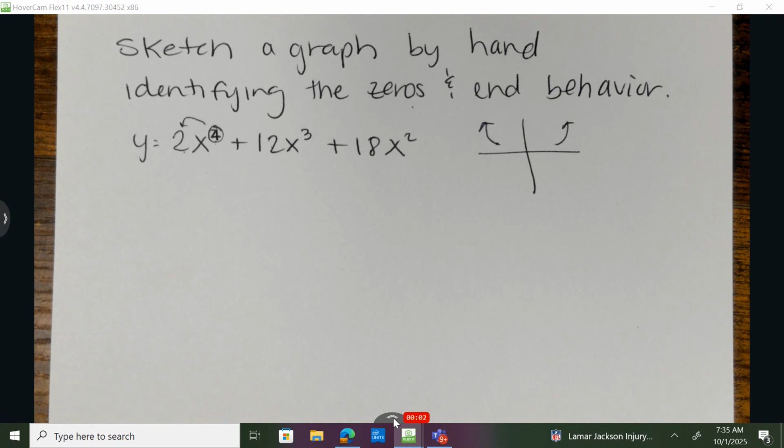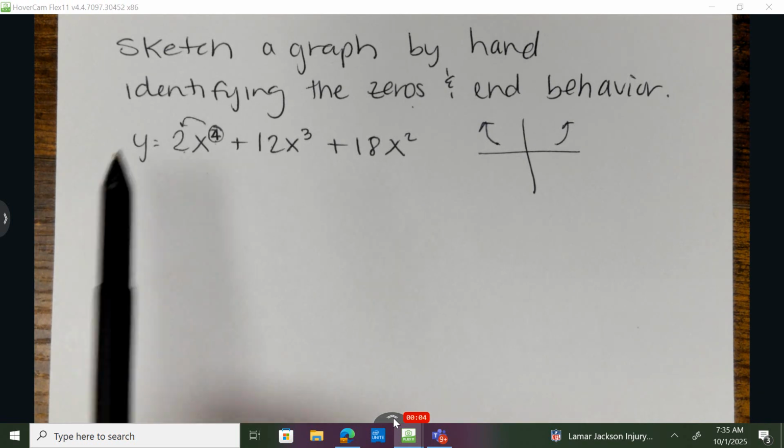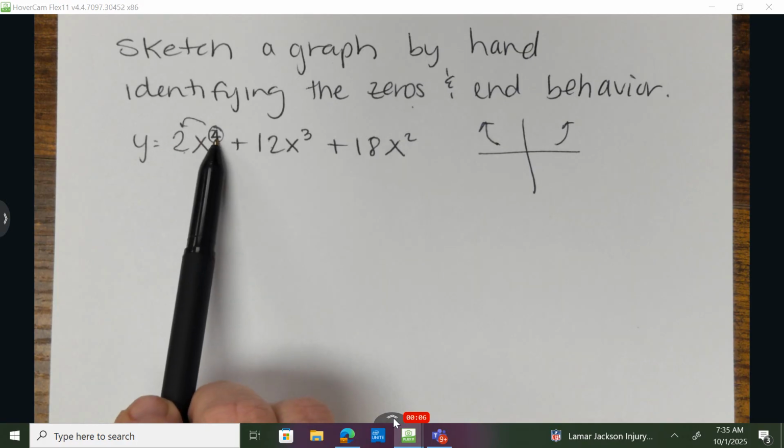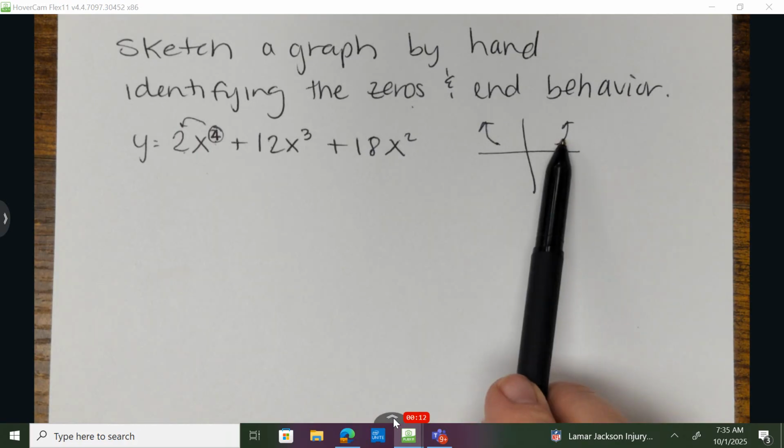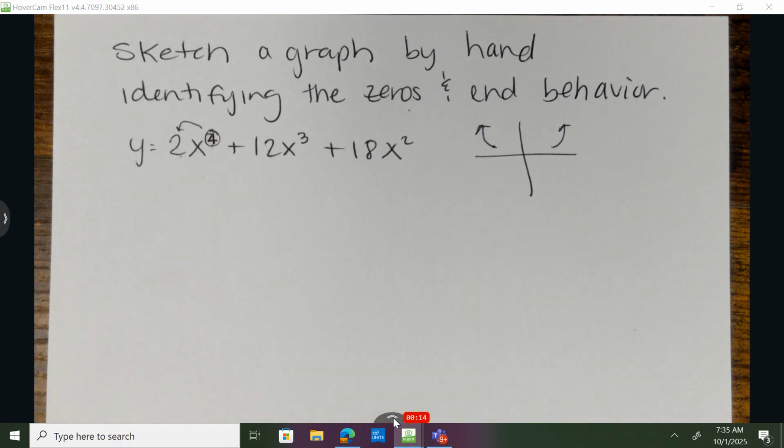Sketch a graph by hand, identifying the zeros and the end behavior. I can see that in this equation we have an even degree and a leading coefficient that's positive. With an even degree and a positive leading coefficient, it's going to be up on the right and up on the left, something you have to know.